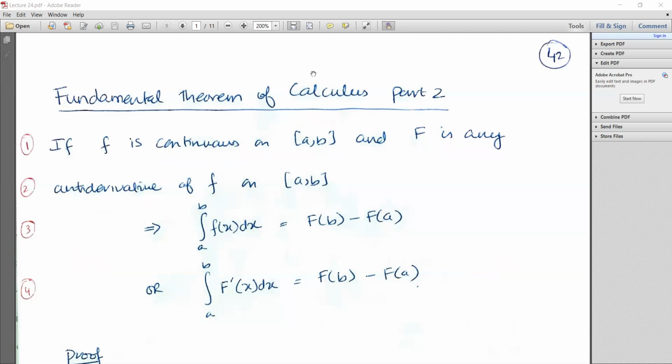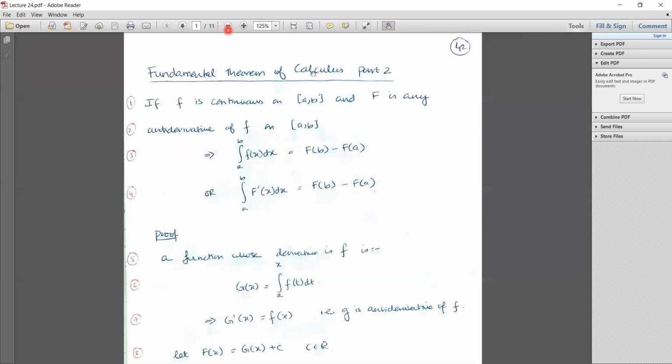So if that's the case, then we can write that the integral of small f from a to b is capital F at b minus capital F at a. So F is basically the definite integral. Sorry, let me repeat that. F is the indefinite integral, F is the indefinite integral or antiderivative of small f, right?